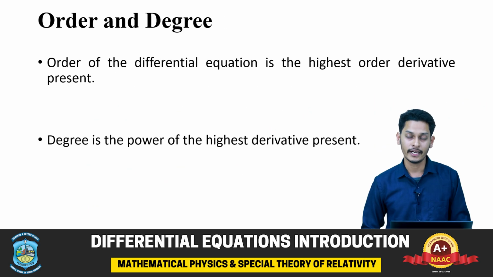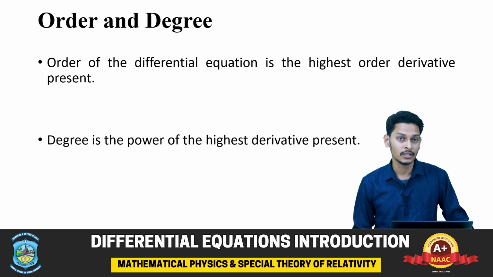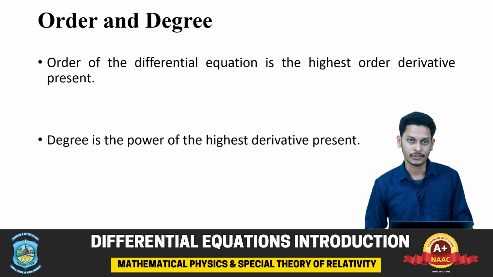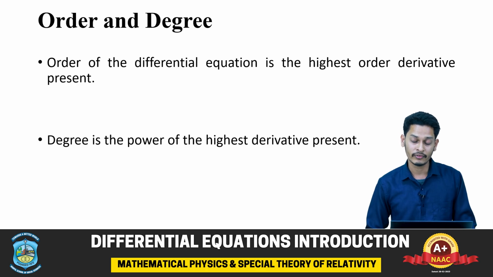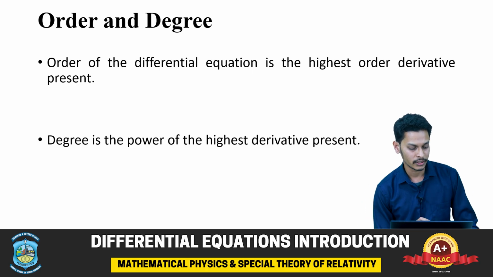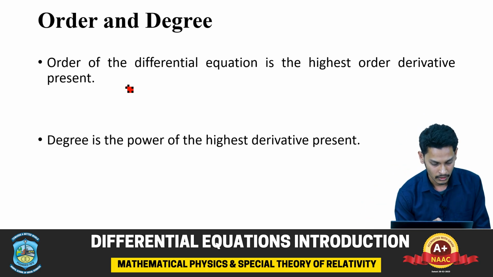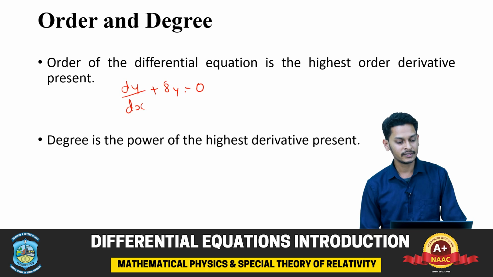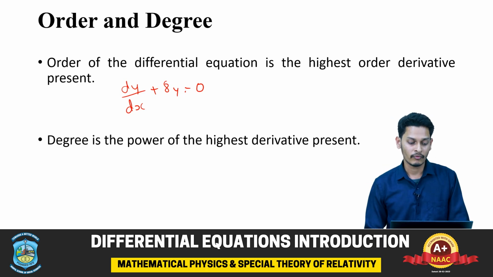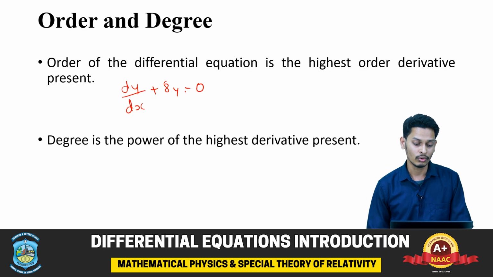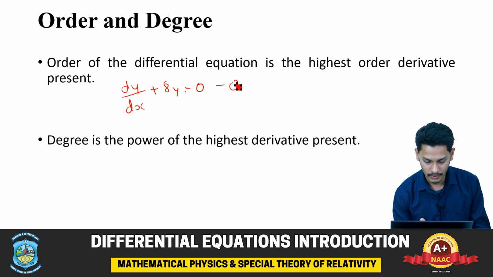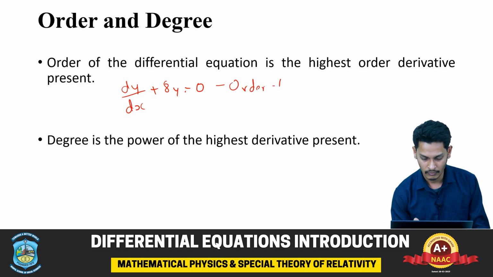Now, order and degree, these two are very important terms in understanding a differential equation. Here, the order of the differential equation is the order of the highest order derivative present. For example, let us take another example: dy by dx plus 8y equals 0. In this equation, the variable y is differentiated only once. So, the order of this equation will be 1.